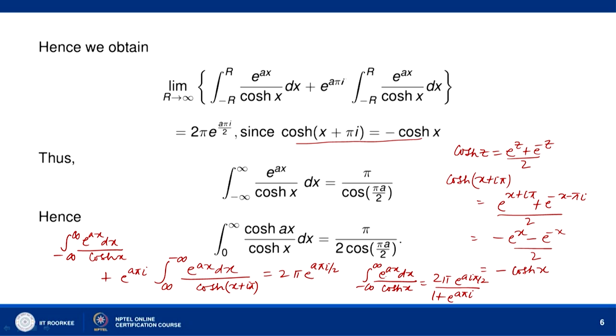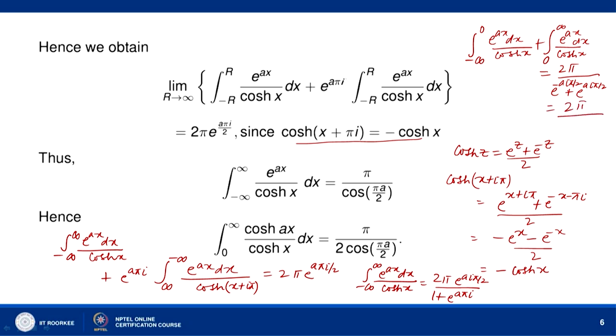So, now what we will do, this we will break into two parts: the integral over minus infinity to 0 of e to the power ax dx divided by cosh x, plus the integral over 0 to infinity of e to the power ax divided by cosh x dx, equal to 2π e to the power aiπ/2. We can divide in the numerator and denominator, we get e to the power minus aiπ/2 plus e to the power aiπ/2. So, this is 2π divided by e to the power iθ plus e to the power minus iθ, which is 2 cos θ, so 2 cos(aπ/2). So, this we can cancel, we get π over cos(aπ/2).